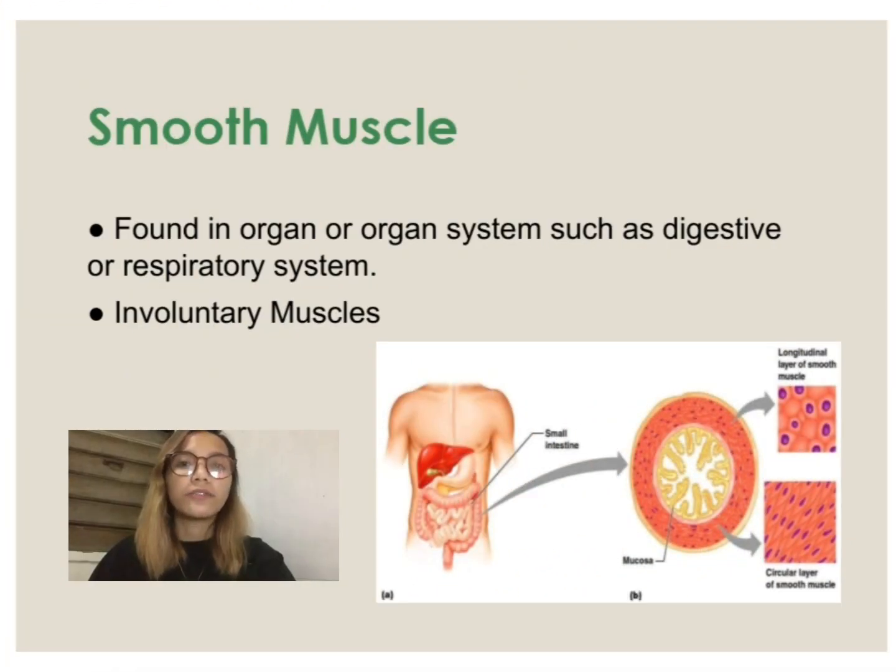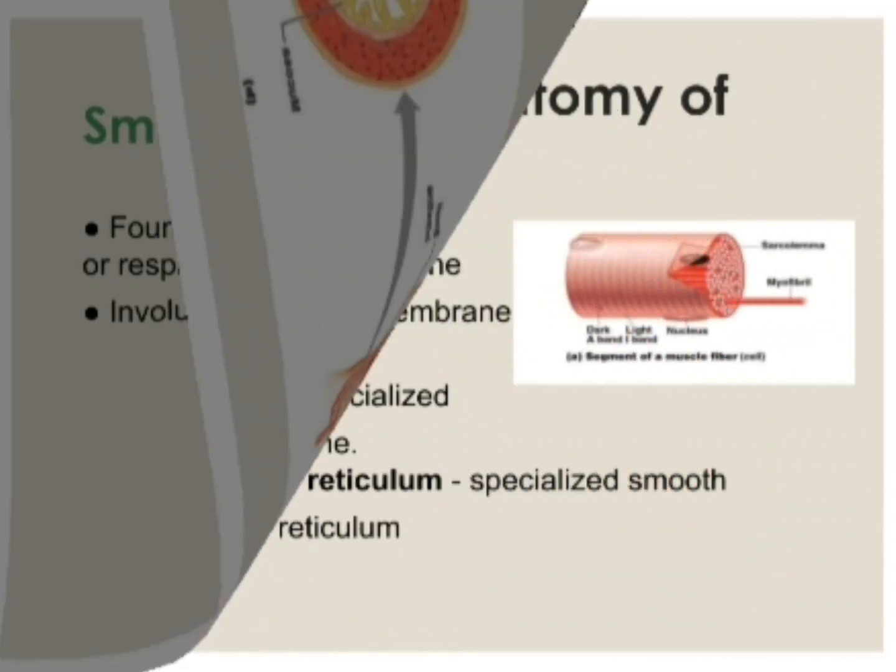The last type of muscle is smooth muscle. These muscles are found in organs or organ systems such as the digestive or the respiratory system. And this muscle is involuntary because it has no sarcomere and therefore no striation, bands, or stripes.